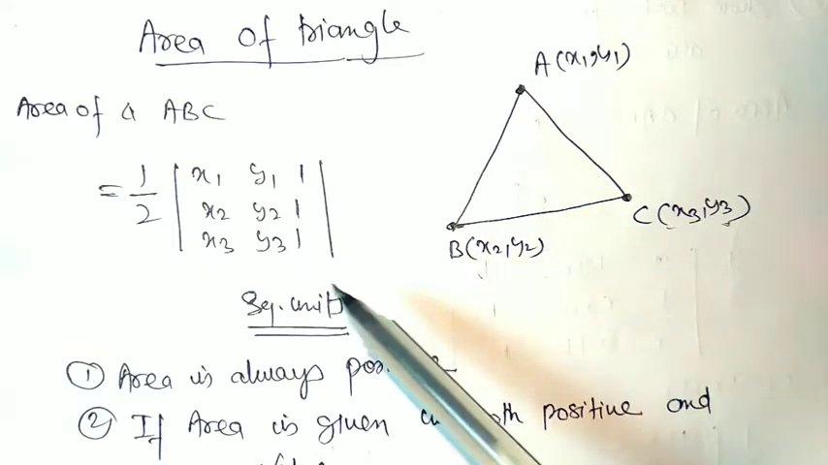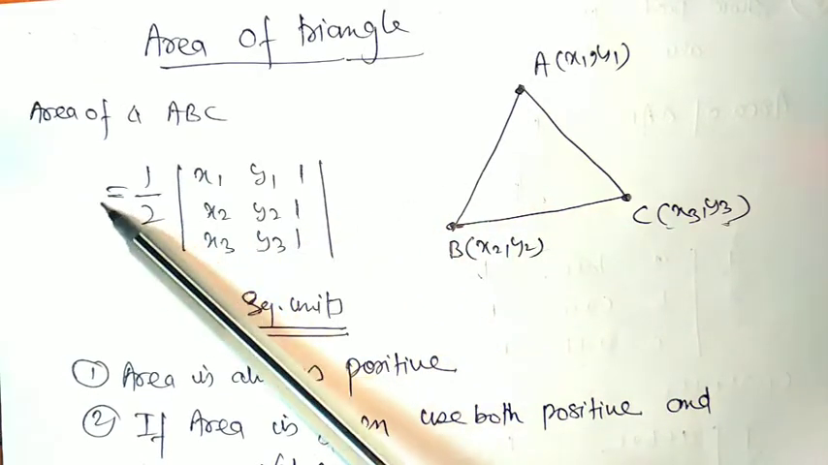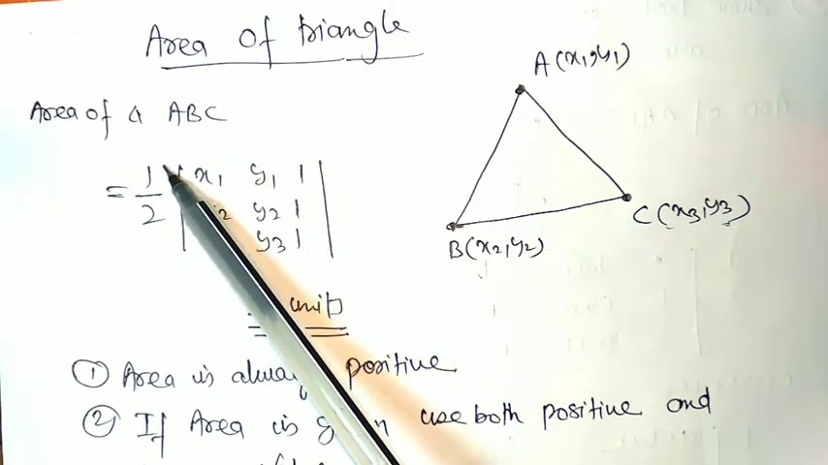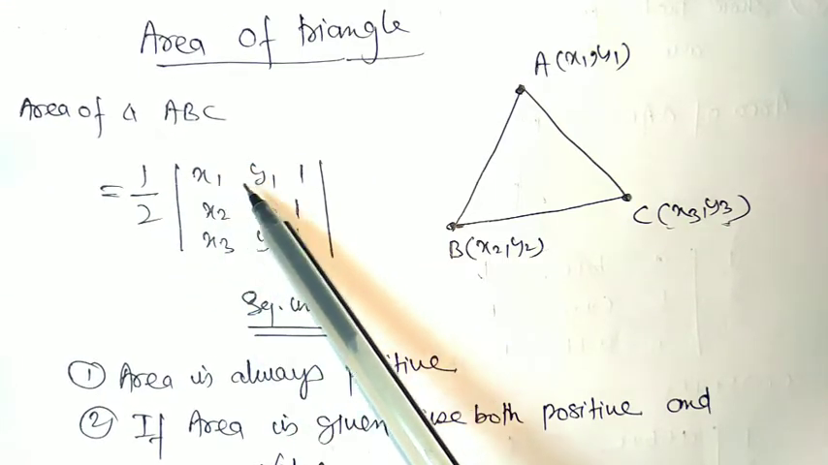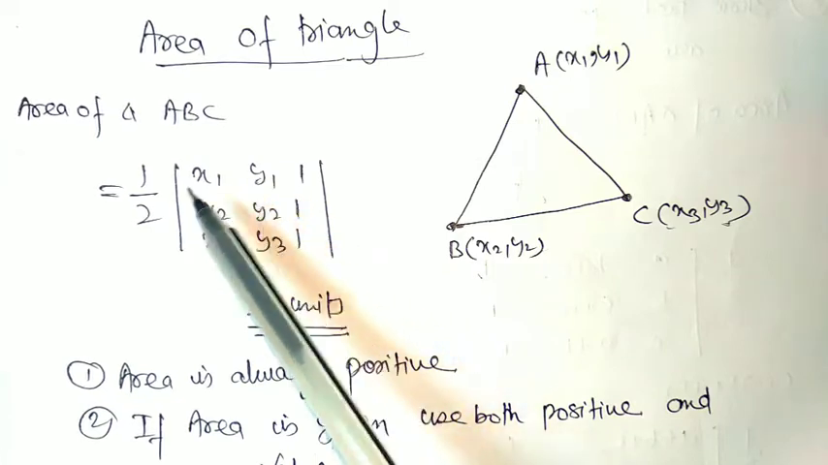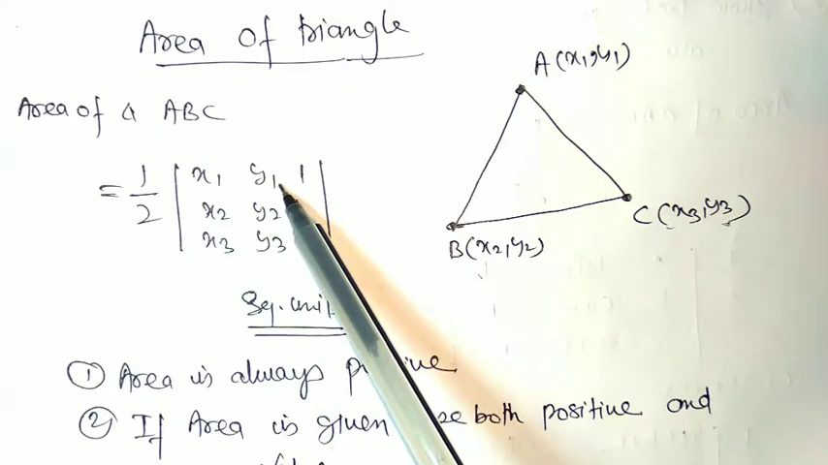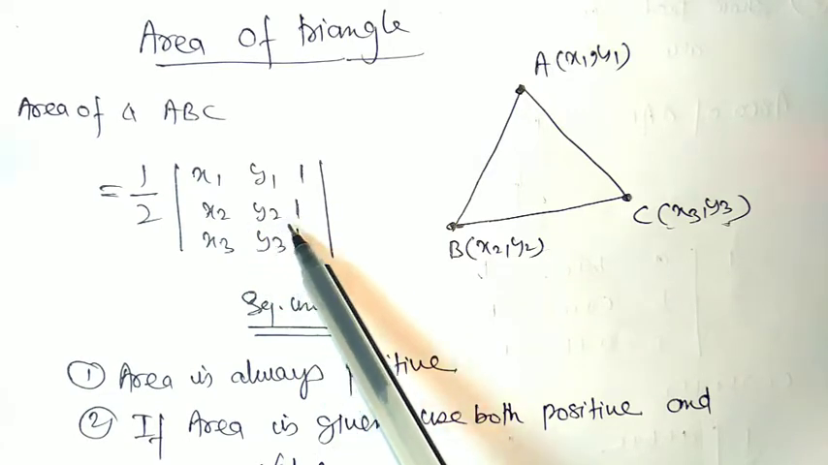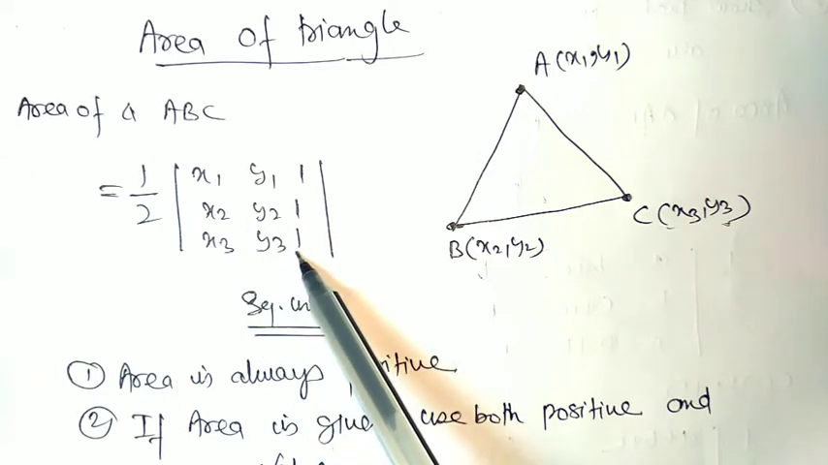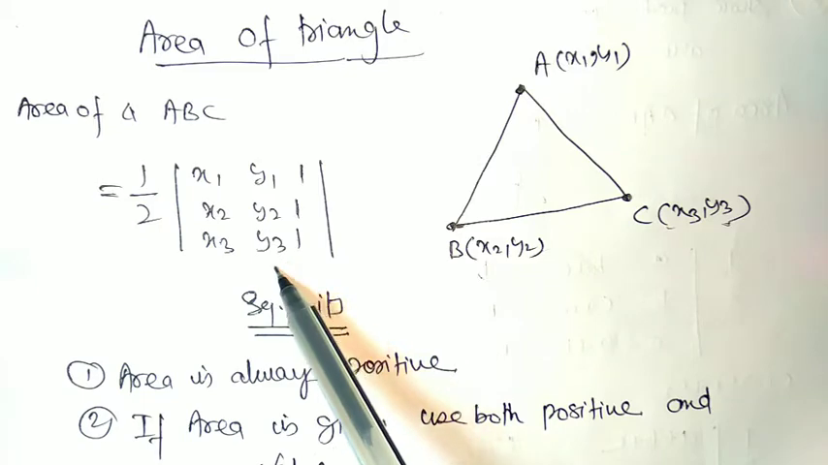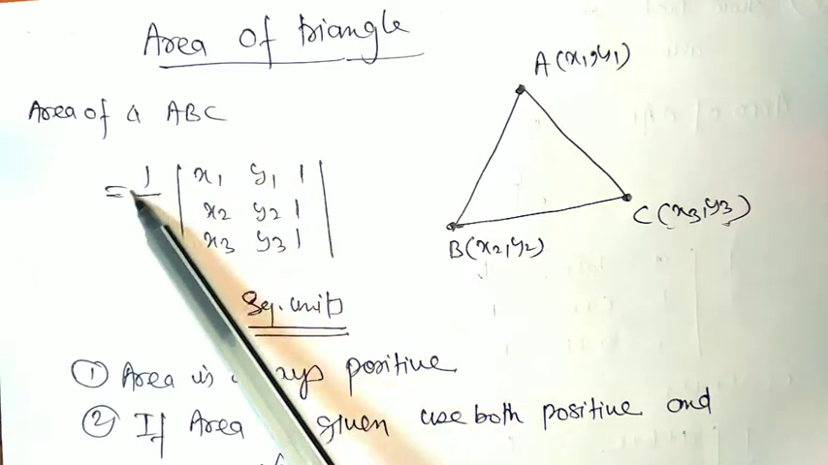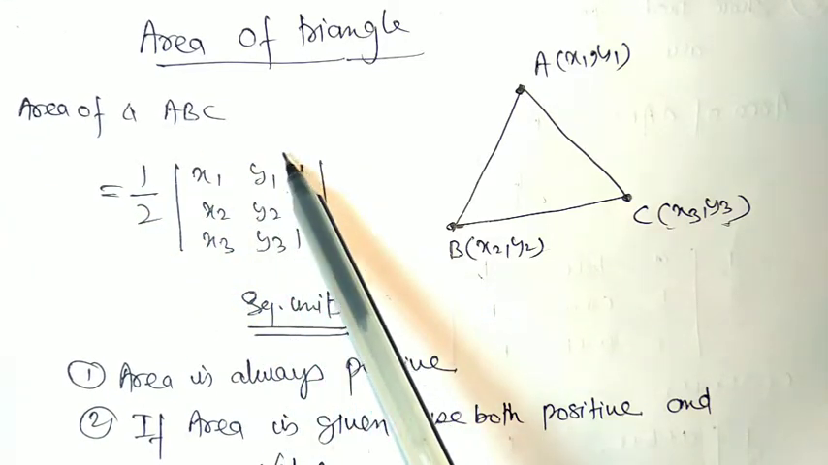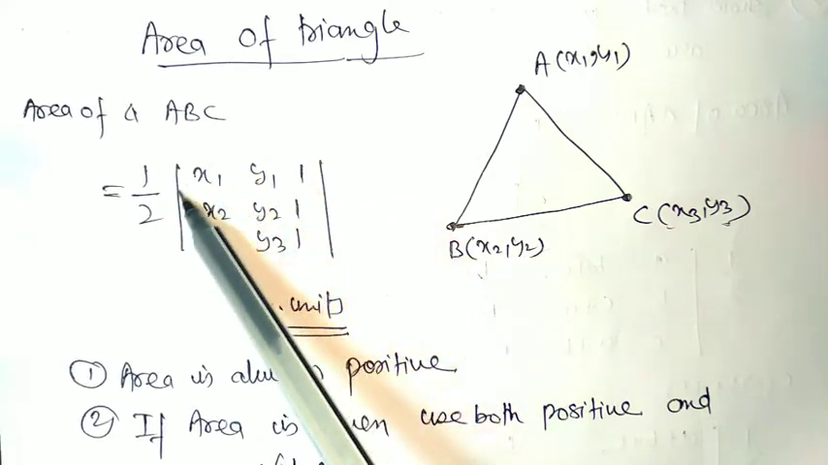Now we are using the determinant method here, so we have to use the formula: area of triangle ABC equals half times the determinant with rows x1 y1 1, this is the coordinate of A; second, x2 y2 1, this is the coordinate of B; and third, x3 y3 1, this is the coordinate of C. Now the answer should be in square units and the area is always positive.